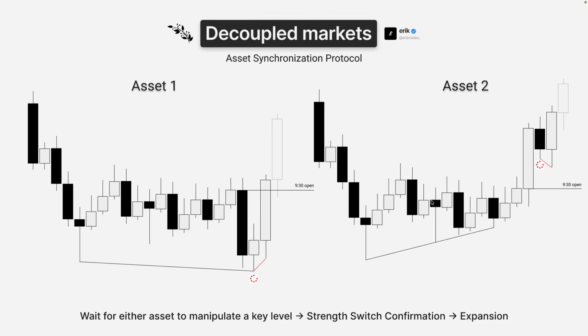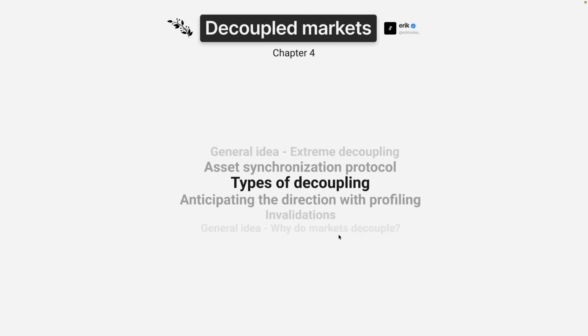So again, I don't need both assets to have a gap. This low on this asset, this low is a gap on this asset. So this is technically a gap fill. Only one stage would suffice here, so that's fine. Let's move on. Chapter 4.